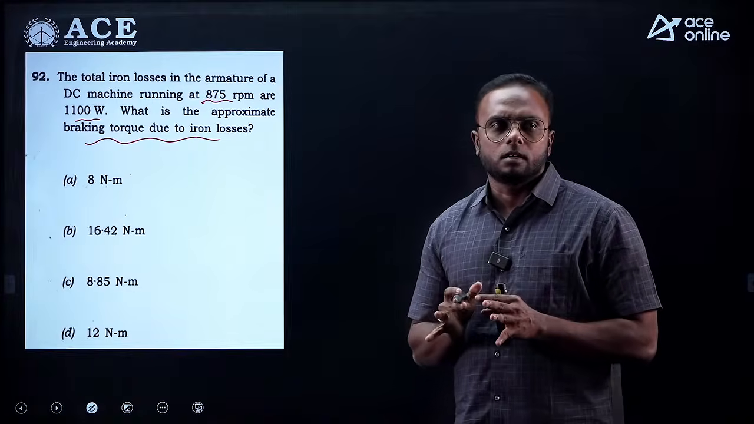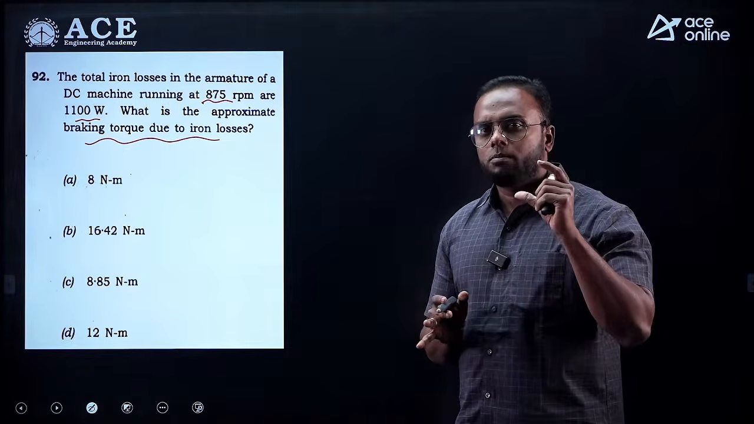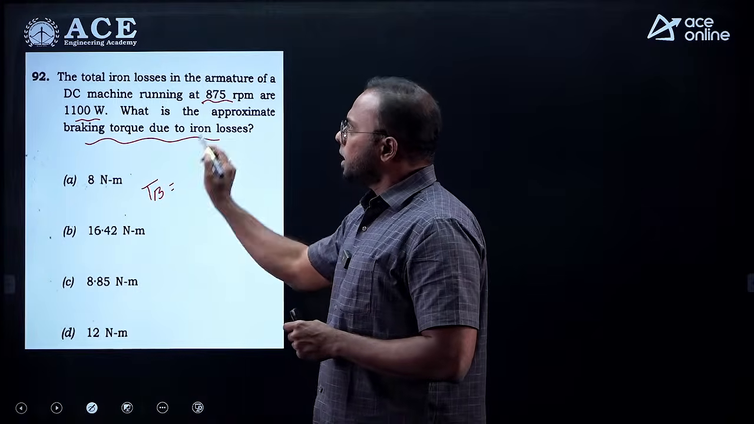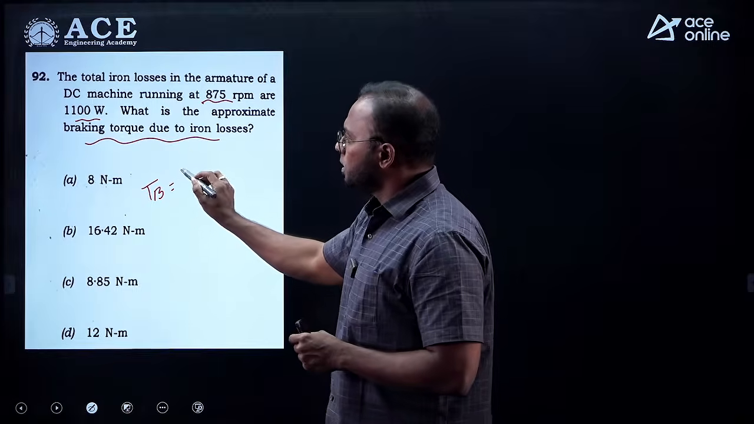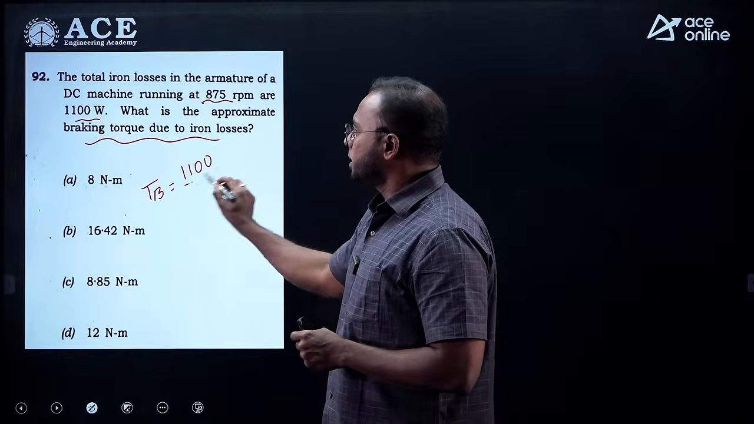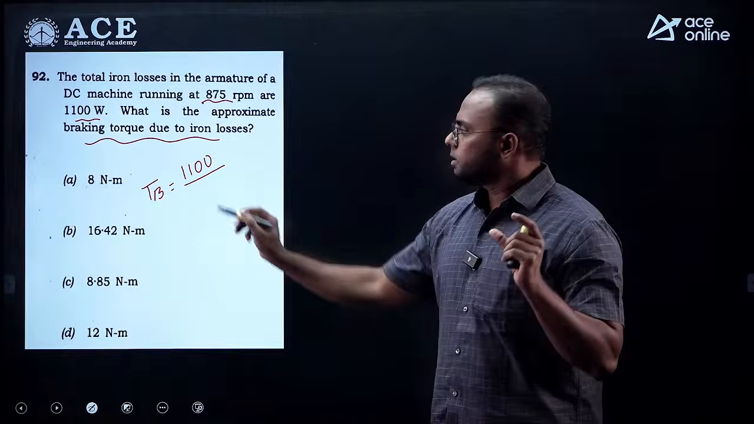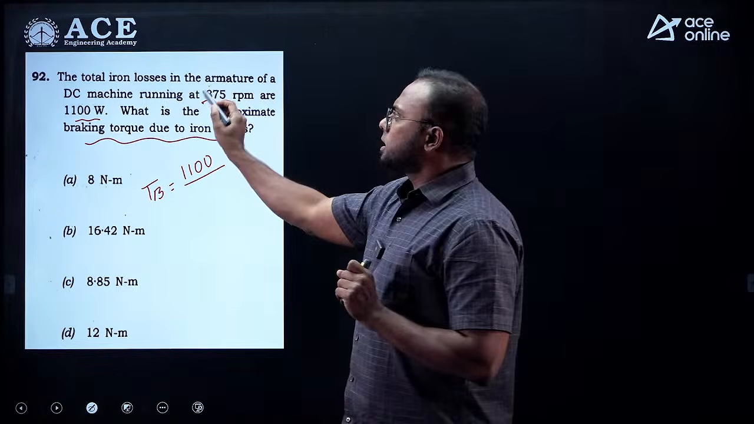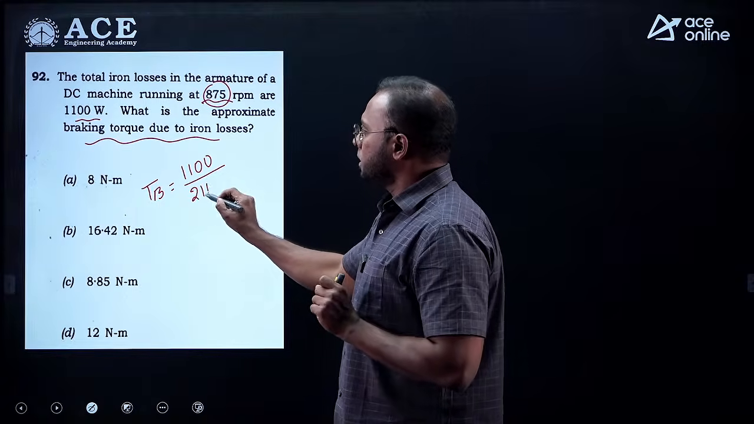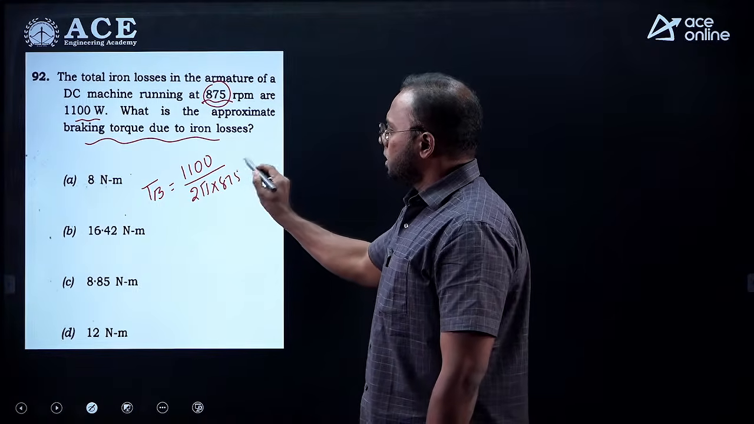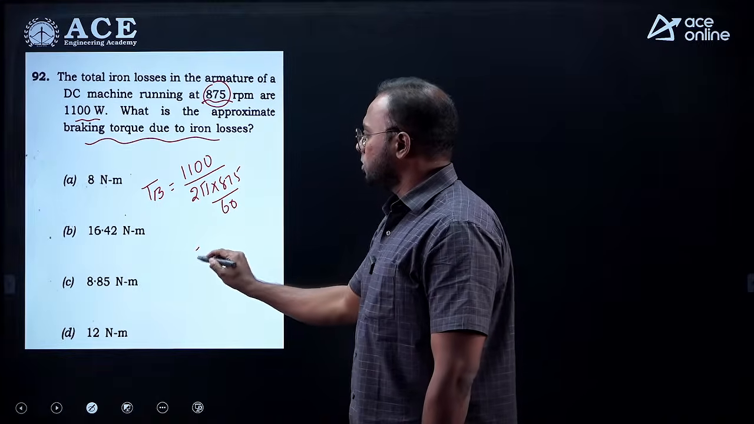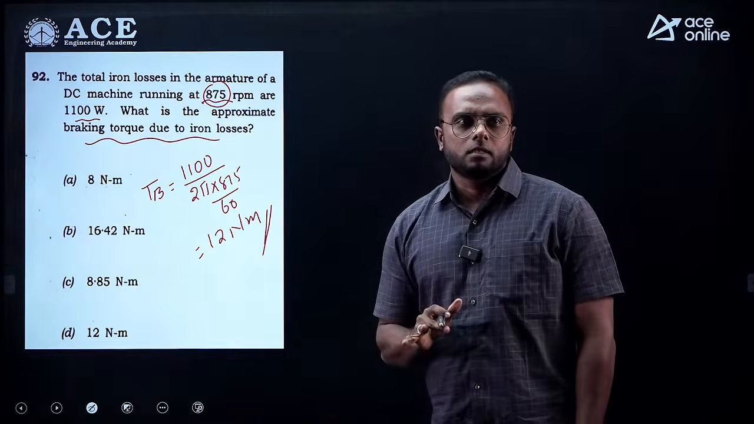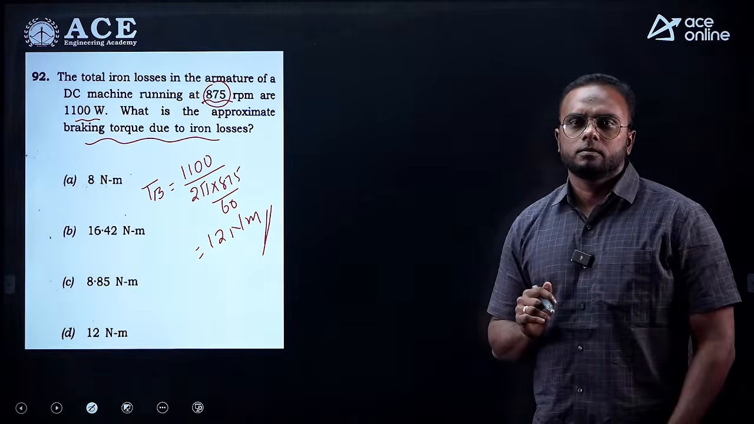Braking torque. So what is the torque relation? Power developed divided by omega. Here we need braking torque corresponding to iron loss. So what is the iron loss power? 1100, no? So power divided by omega. Power loss is 1100, and what is the omega? 2 pi N by 60. At what speed? 875. So 2 pi times 875 divided by 60. Now if you calculate, you will get 12 Newton meters. So this is the braking torque which is due to power loss.